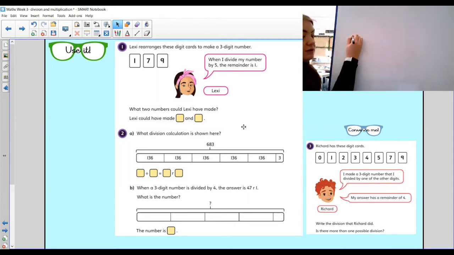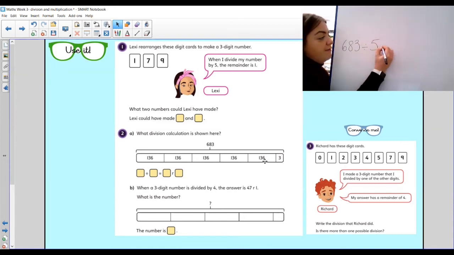Okay, so 600, what is that number sentence? So think about a division. What always has to go first when you're dividing by a number? You always start with your whole, which is 683. What have I divided by? So how many equal groups have I been able to make? Is 1, 2, 3, 4, 5. I've divided it by 5.